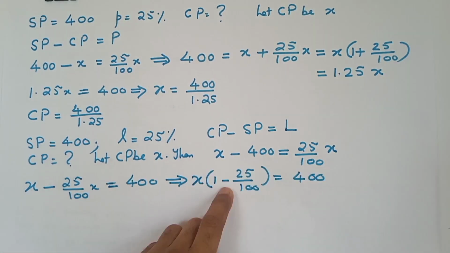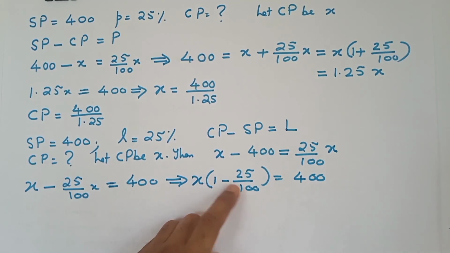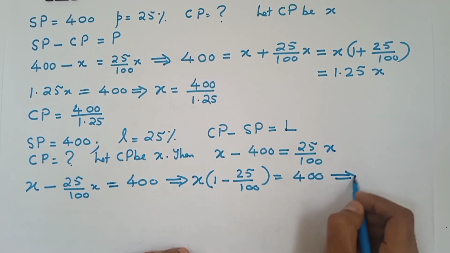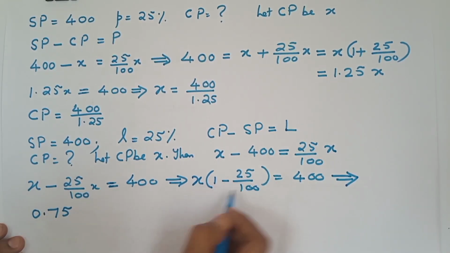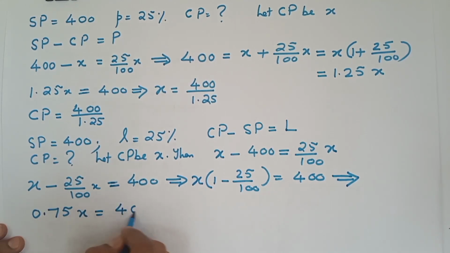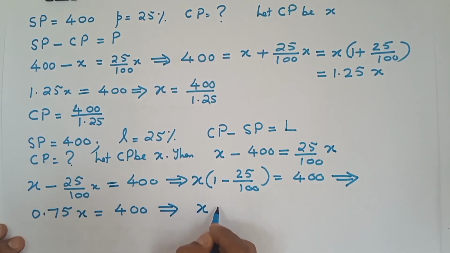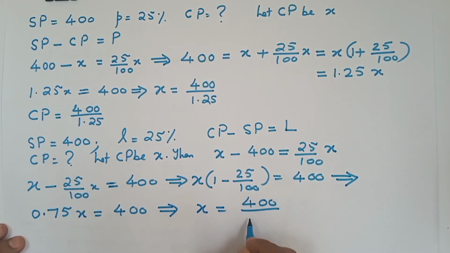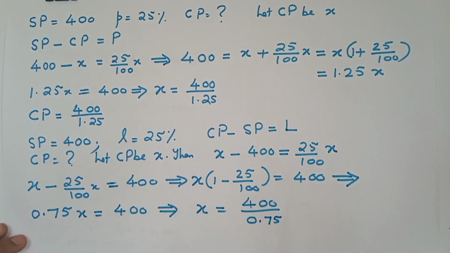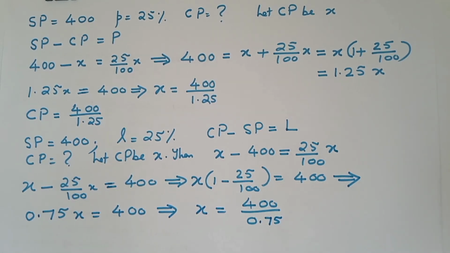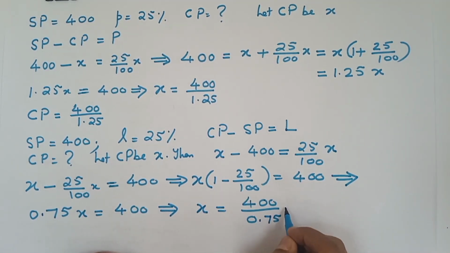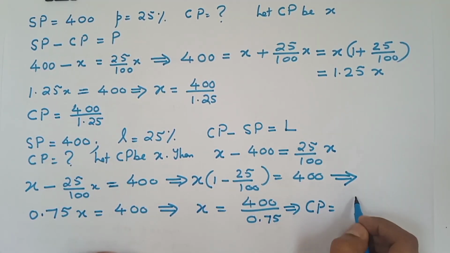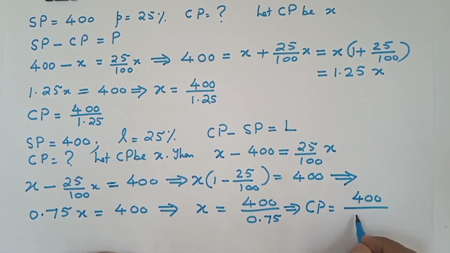This on simplification is nothing but 100 minus 25 by 100. You will get 0.75. So 0.75 X equals 400. So X is equal to 400 by 0.75. So what do you observe here? What was X? X is CP. If you want, I'll write it again. CP equal to 400. 400 is what? SP. Divided by 0.75.